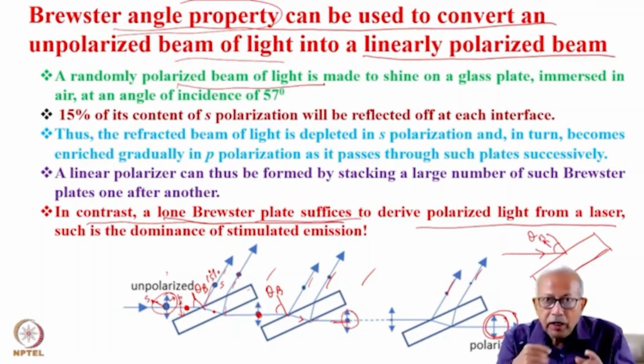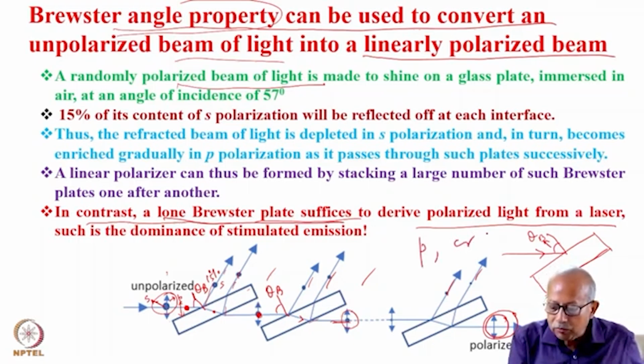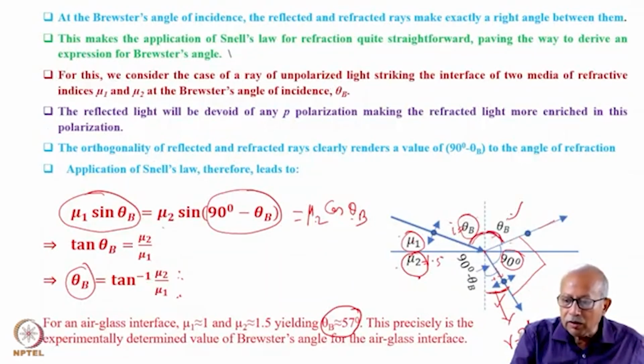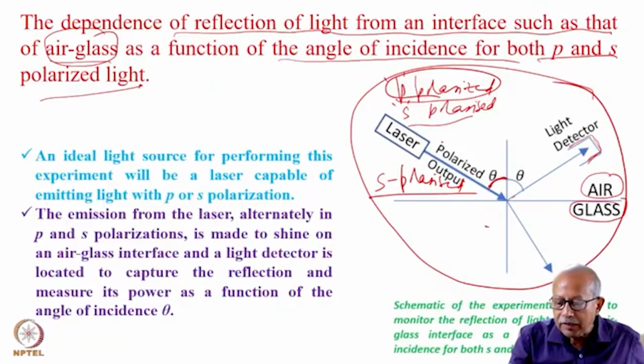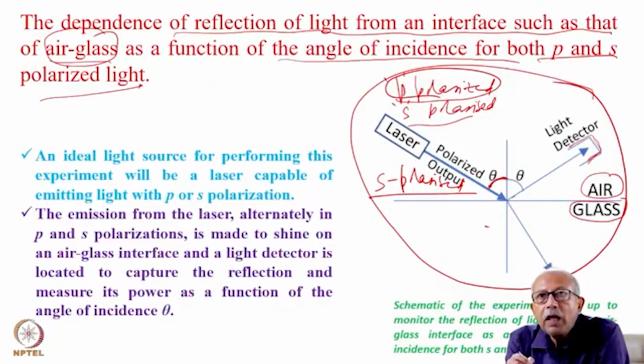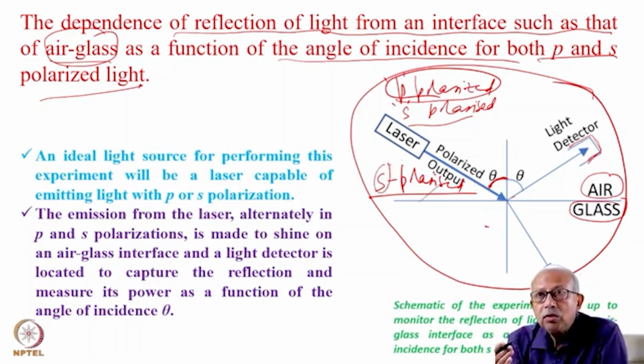And if you just rotate the Brewster plate by 90 degrees, you can make the laser emit either P or S polarized light. The laser that was used for this experiment, I said that the laser should be capable of giving either S polarized light or P polarized light. That is how you generate polarized light from a laser.